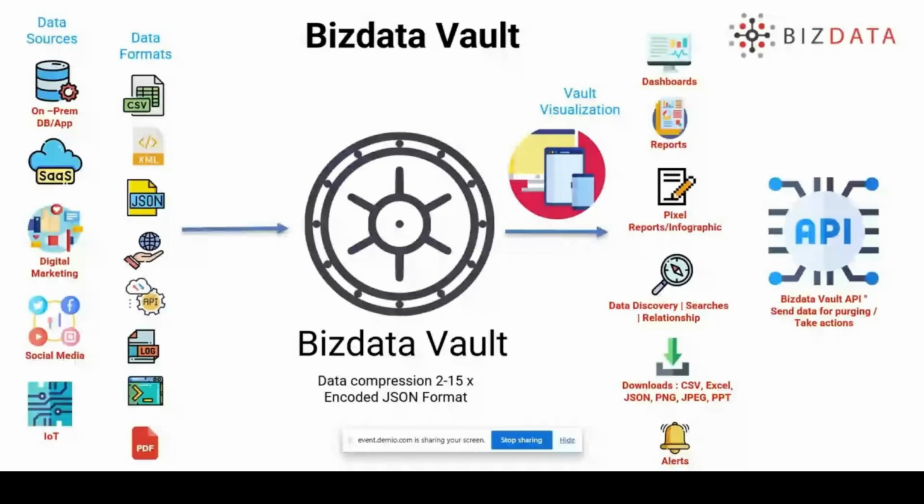Now, how can you read this data once it has come over here? We can read this data through the BizIntel 360 Vault visualization. It is available in all formats: desktop, mobile, and tablet, and you can read it and do multiple actions out of it. So once your data is available in your vault, you can create dashboards, reports, pixel reports, and infographics for your next marketing campaign, or if you want to generate a historical business object report, that also you can do.